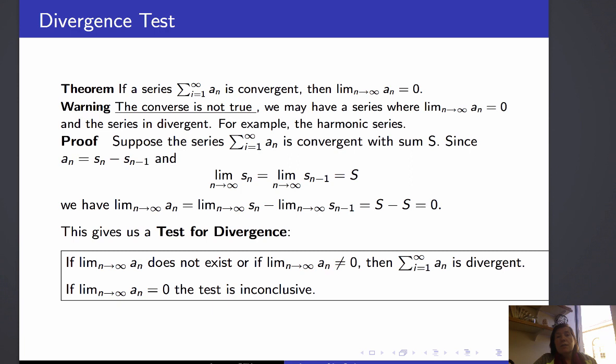So we're saying that if the series converges to a finite sum, then the limit as n goes to infinity of the nth term has to be 0. And our test for divergence goes as follows. If the limit as n goes to infinity of a_n, the nth term of the series, is not 0, then we can immediately conclude that the series diverges. If the limit is 0, we cannot make any conclusion: the series might converge or it might diverge.